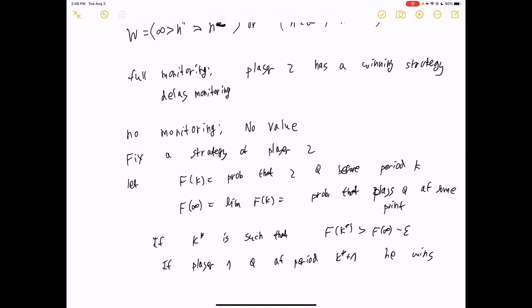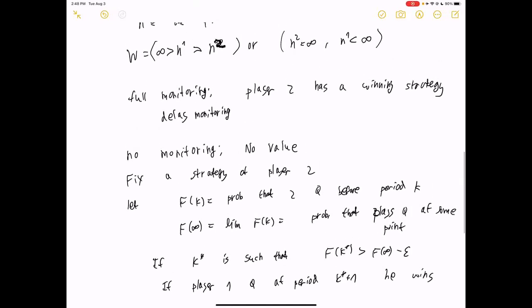Maybe I should not even have given you the proof. I should have just said that this case is very similar to a game in which player one has to pick N1, player two has to pick N2. They can randomize. And this is the game in which the player who picks the largest number wins, up to this small modification of what happens if they both play infinity.